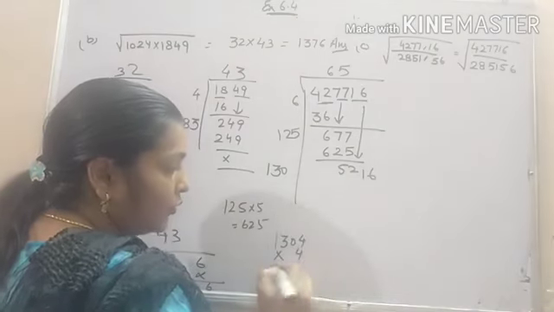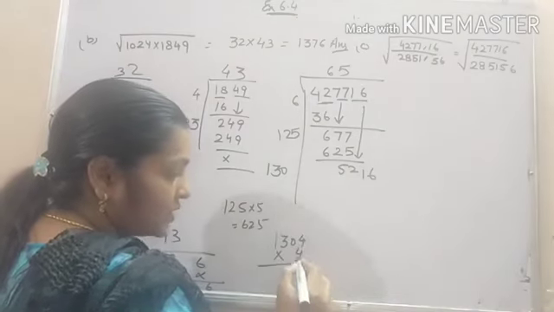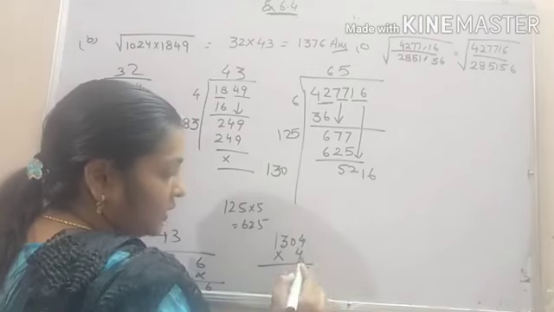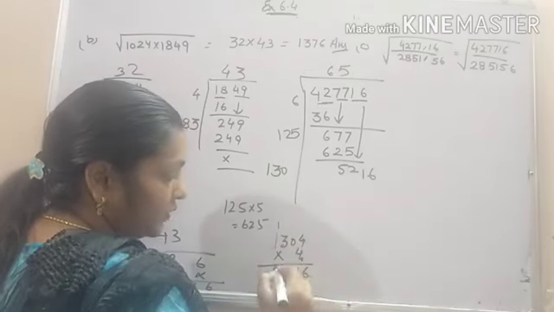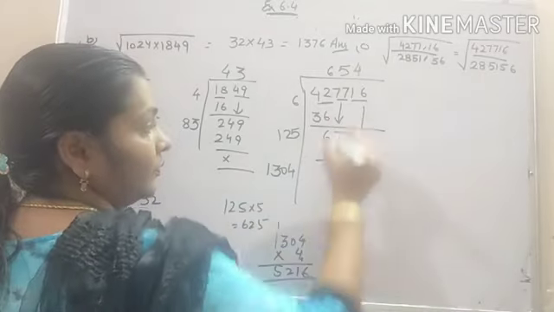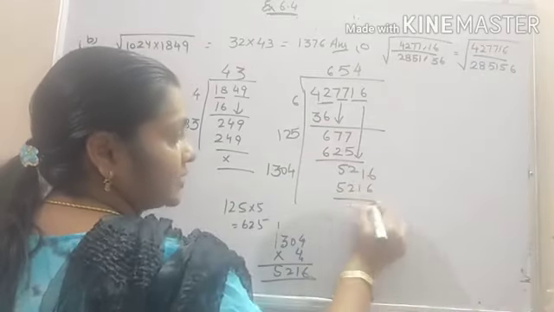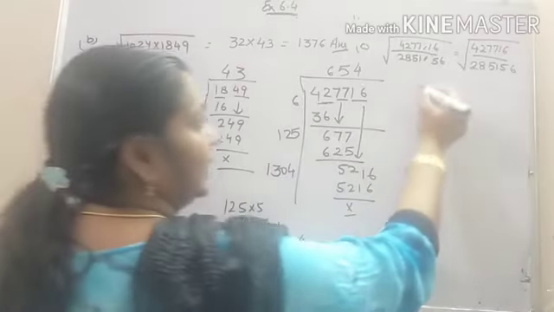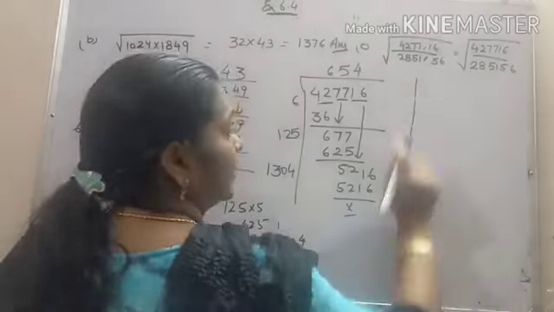1304 into 4. 4 4s are 16. 4 3s are 12, 1 carry. 4 1s are 4, 5. We are getting the exact value. 5216.